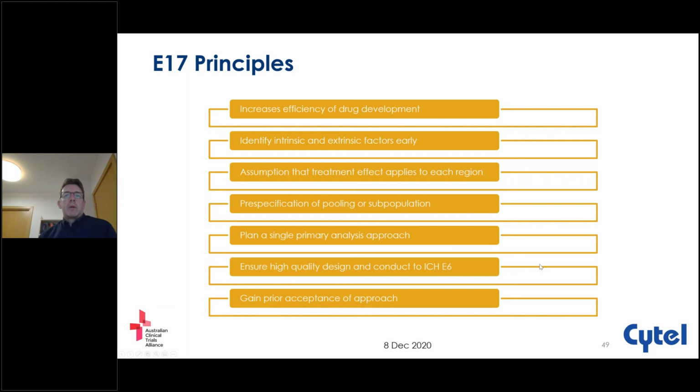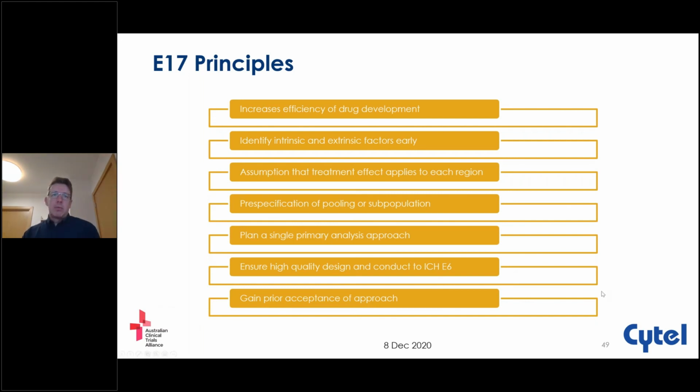Importantly, it refers back to ICH E6 GCP and talks about no matter what region you're working in, you should ensure high quality design and conduct, irrespective of the region that you're working in, and that you should gain prior acceptance of the approach to all of these with the regulatory bodies before you start. So any multi-regional trial, you should go for prospective guidance and input from regulatory bodies before you begin.